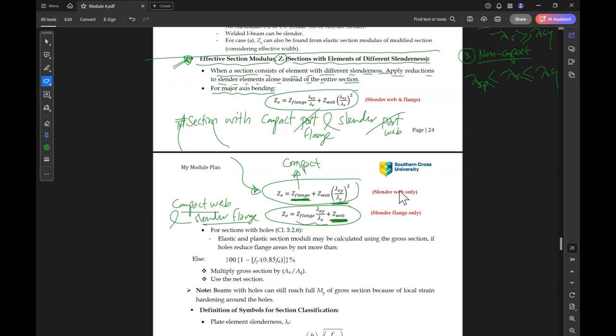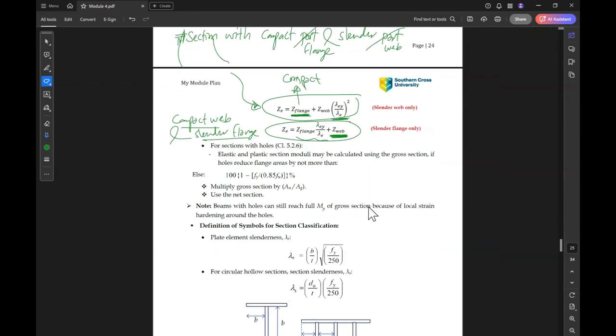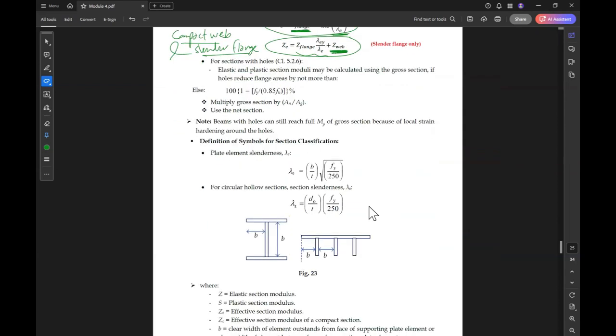Okay, so this is just a case of two different classifications in one exam. Just before we proceed, we need to know the definitions of lambda E, lambda EY and lambda SY. So the plate element slenderness, similar to before, equals B over T times root F_y over 250.